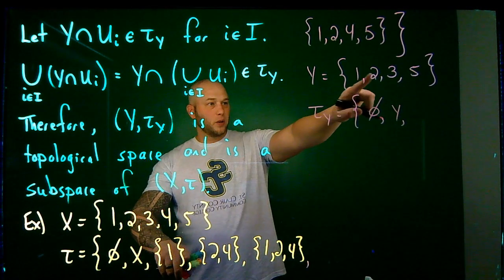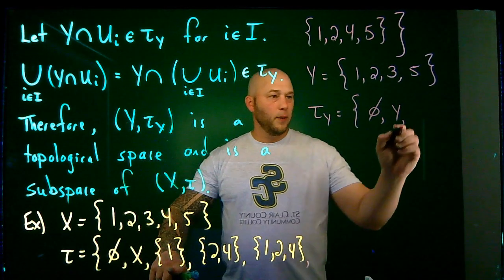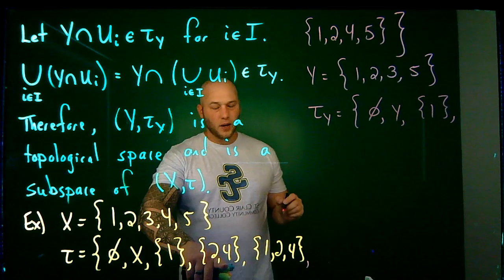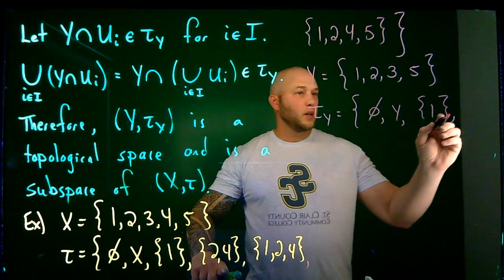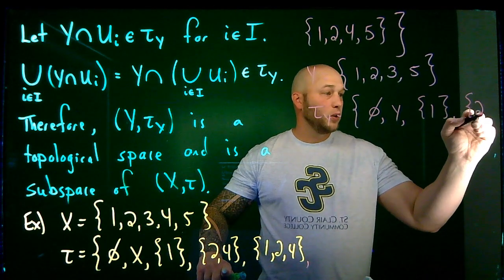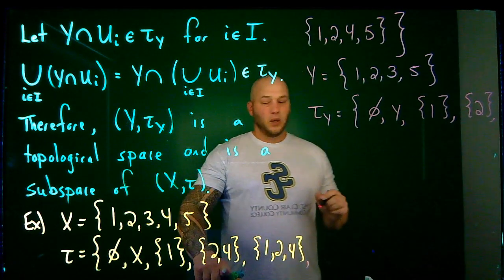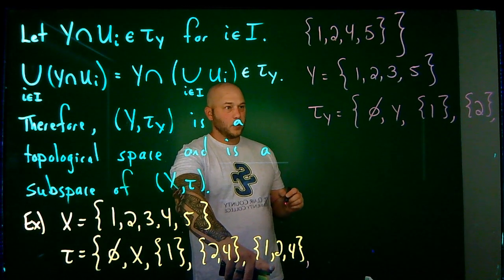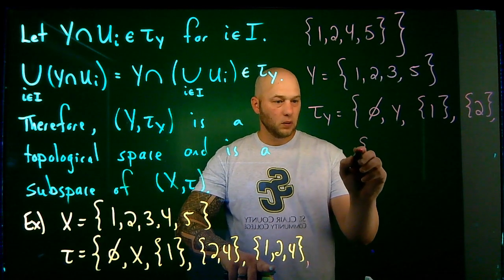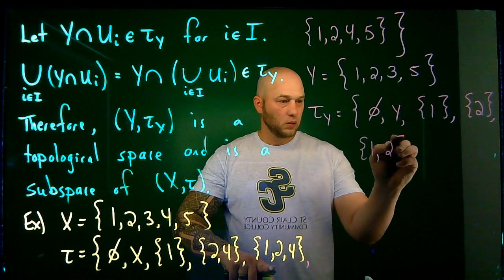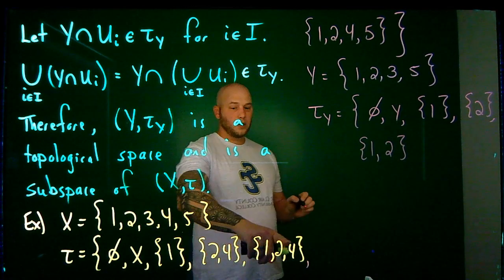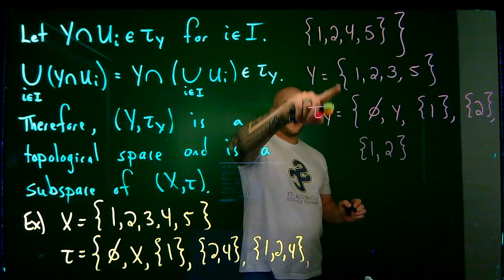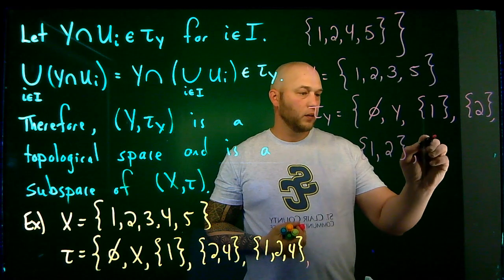I'll intersect {1, 2, 3, 5} with this singleton {1}. Of course, I get the singleton {1}. Intersect it with {2, 4}. I'm going to get the singleton {2}. Intersect Y with {1, 2, 4}. I'm going to get {1, 2}. And then if I intersect Y with the last set here, {1, 2, 4, 5}, I'm going to get {1, 2, 5}.